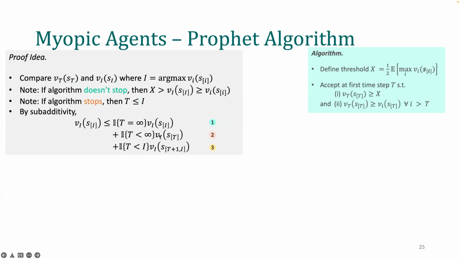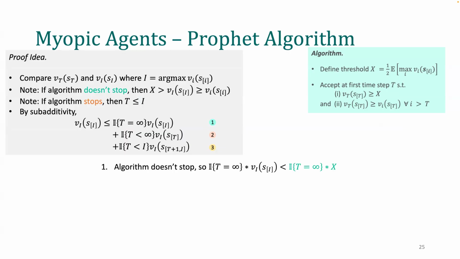And the second term is the algorithm stops and it's the Vi's value when I look at the signals so far. And the third term is the algorithm stops and the Vi's value looking at the signals that have not yet been realized when we make the decision to stop. And I'm going to be bounding all these three different terms.